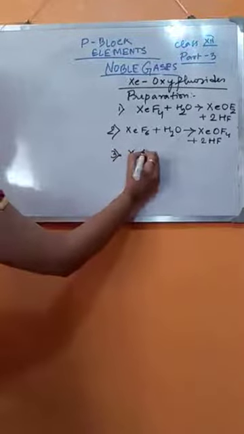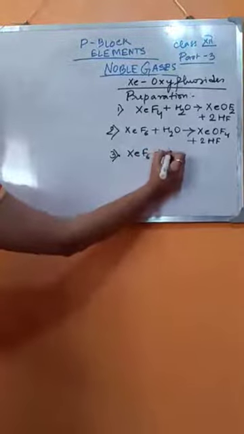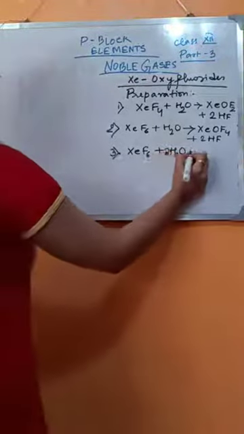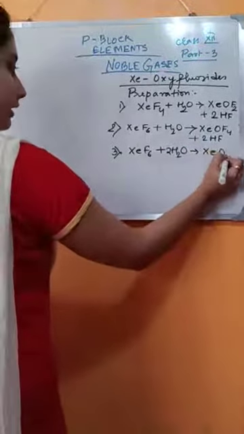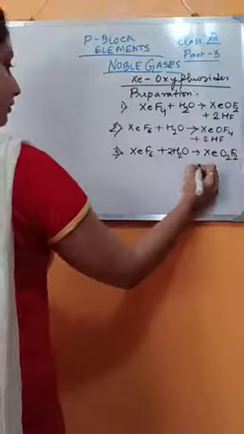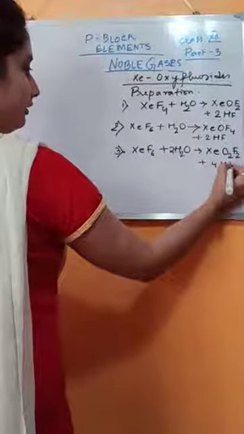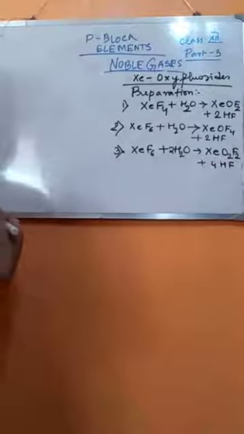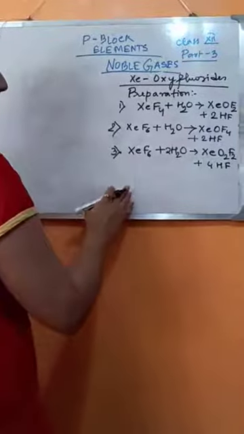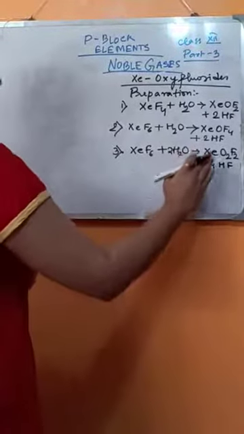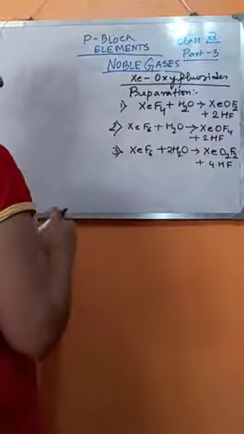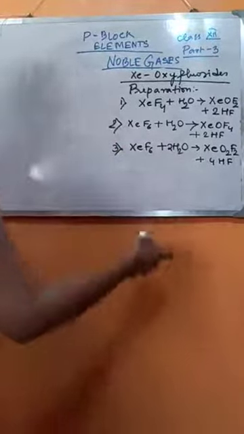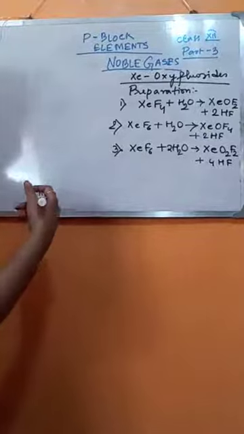Now XeF6 again undergoes hydrolysis to form XeO2F2, and here water is given in a bit of excess. Partial hydrolysis of xenon fluorides will result in the formation of xenon oxyfluorides, but complete hydrolysis of xenon fluorides will result in the formation of xenon oxides. These are the preparations of xenon oxyfluorides.